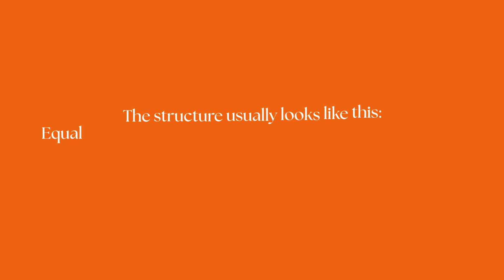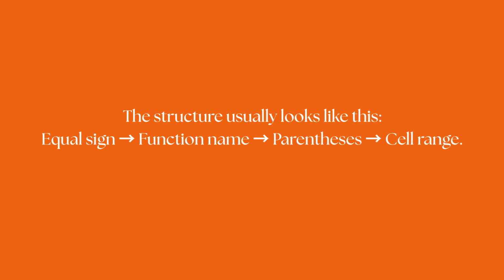Now, most Excel functions follow a simple structure. First, you type the equal sign, then you type the name of the function, third, you add parentheses. Inside the parentheses, you tell Excel which cells you want the function to work on. So the structure usually looks like this: equal sign, function name, parentheses, cell range. And if you don't know what a cell range is, it is a collection of cells that are generally grouped together.